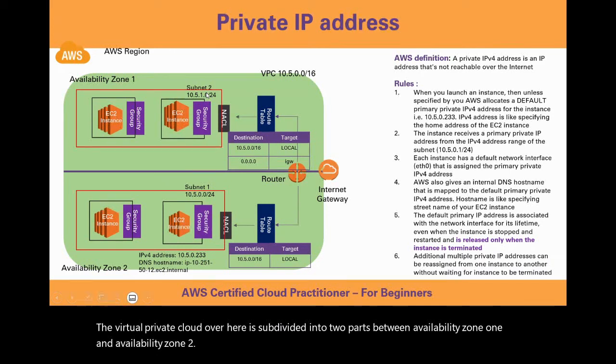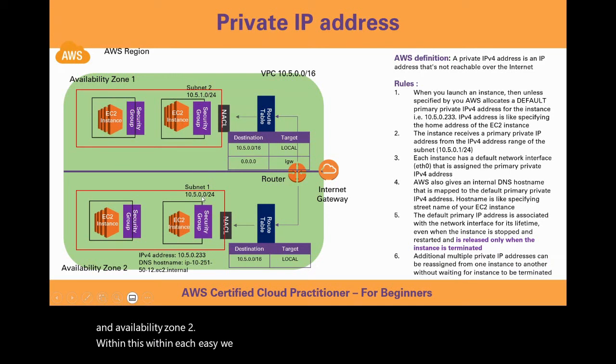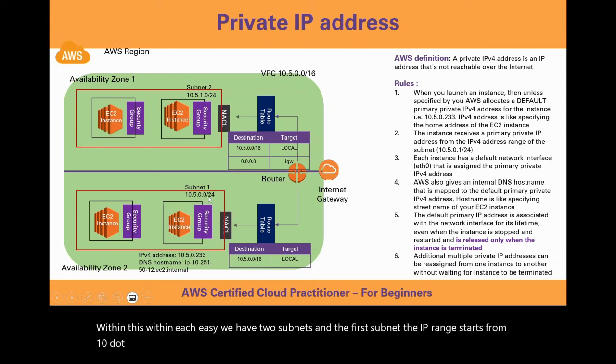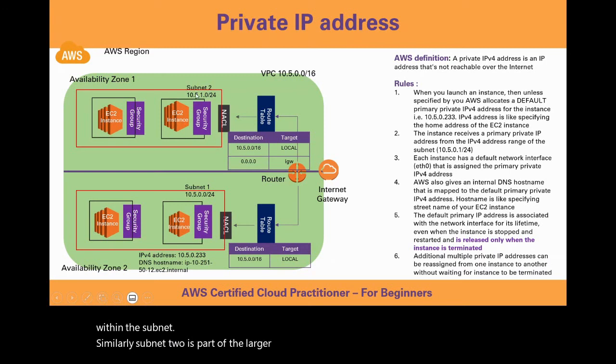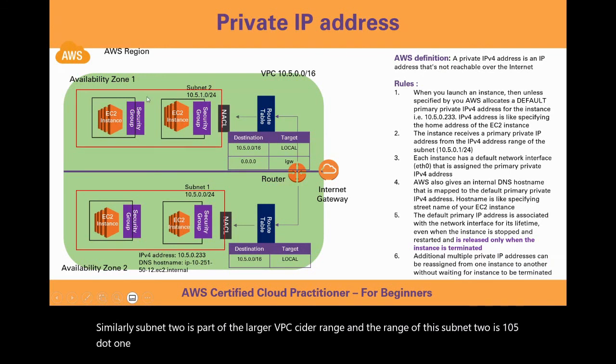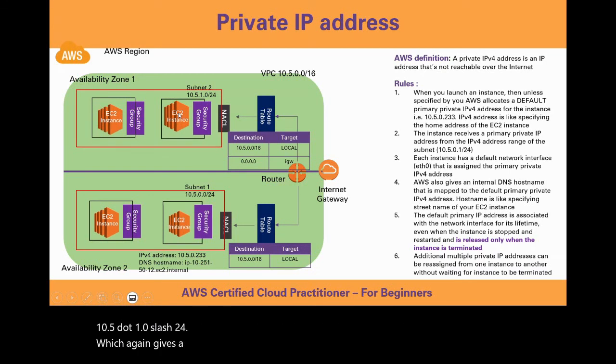Within each AZ, we have two subnets, and for the first subnet, the IP range starts from 10.5.0.0/24, which allows a total of 256 hosts to reside within this subnet. Similarly, subnet 2 is part of the larger VPC CIDR range, and the range of this subnet 2 is 10.5.1.0/24, which again gives a total of 256 hosts within this subnetwork.